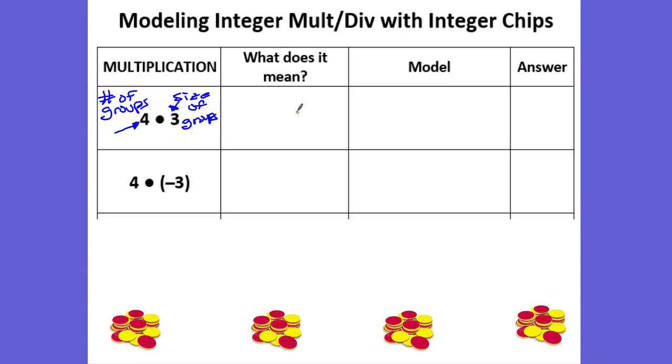So what exactly does it mean? It means 4 groups of 3 positives. Now, remember to model using the integer chips or the counters, if you actually have them, the red means negative and the yellow means positive. Or you could draw your own integer chips, your own circles, with a positive sign and a negative sign to represent positive and negative, or you could just use the symbols themselves, which is what I'm going to do.